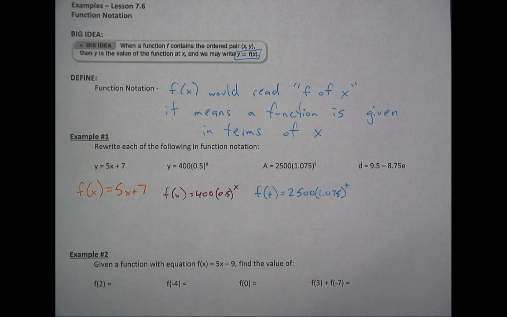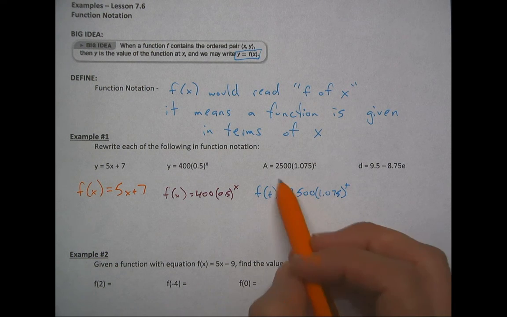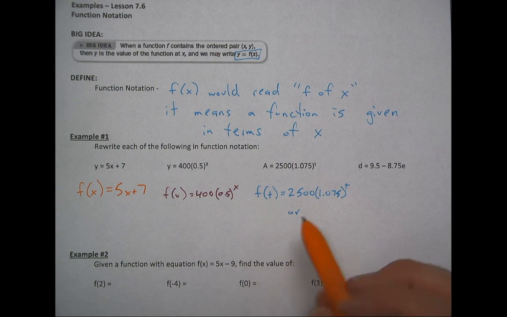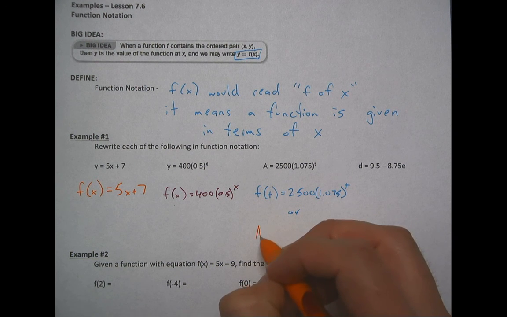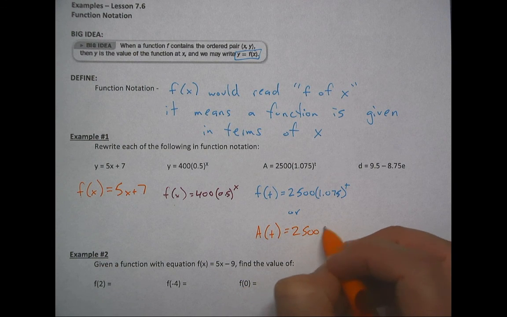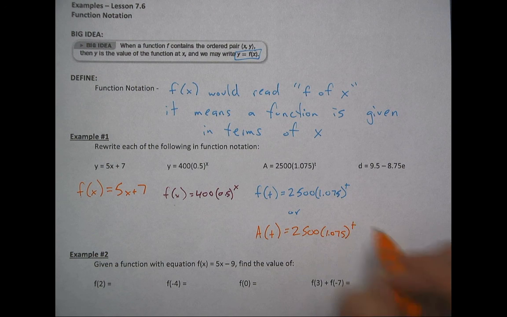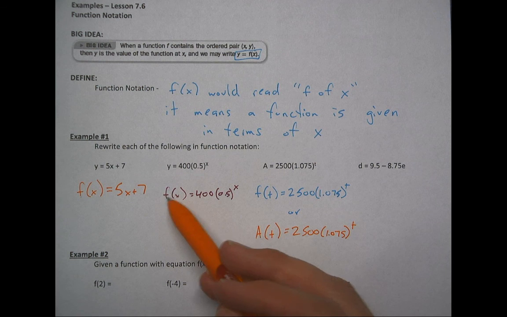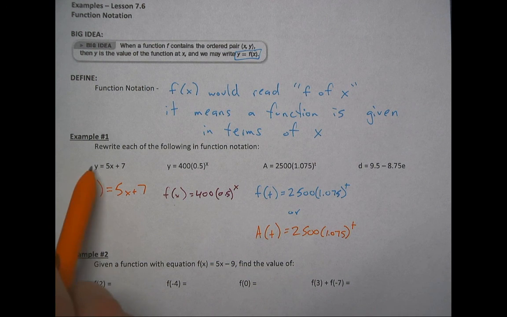Now, there's another way to write this. If we want to be a little more specific and not as general, we can always use f of x, function of. But if you want to be more specific to the variables that we're using here, you can say a of t equals 2500 times 1.075 raised to the t. And I think that one will make a little more sense for you guys. So technically over here you could put y of t, but to be honest, anytime we're using x and y, we're pretty much always going to say f of x.